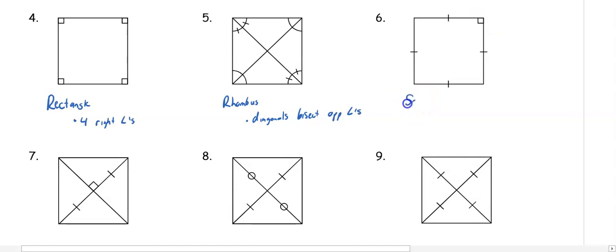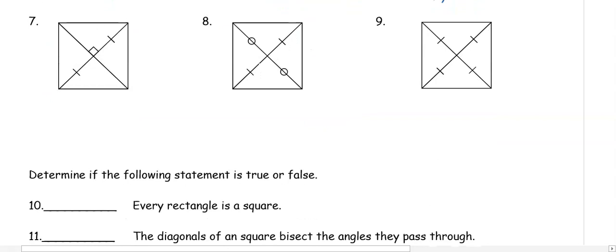1 right angle. So this is a square because it has 4 congruent sides and it has a right angle. Number 7, in our shape, only one of the diagonals is bisected, and they are perpendicular, because this is a kite, which means that one diagonal is a perpendicular bisector of the other.